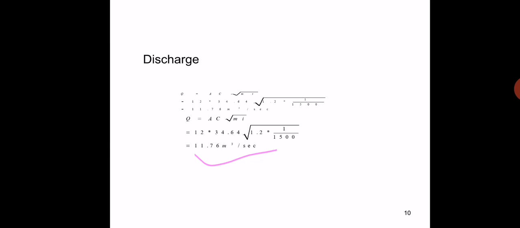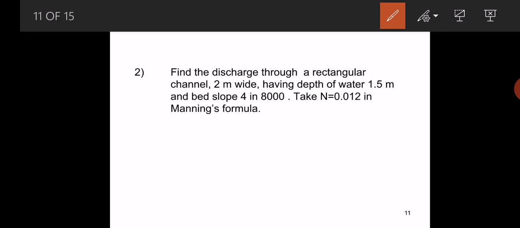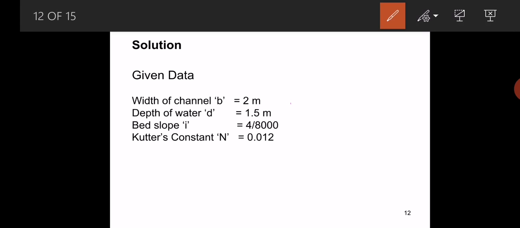Next, let's go for the second problem. Find the discharge through a rectangular channel 2 meters wide, with depth of water 1.5 meters and bed slope 4 in 8000. Take n equal to 0.012. Here we are using Manning's formula. He has given that the width of the channel is 2 meters, depth is 1.5 meter, bed slope is 4 in 8000 and Kutter's constant n is 0.012.